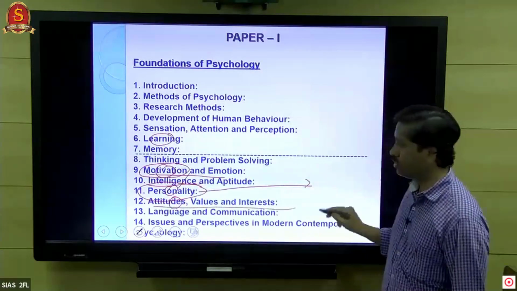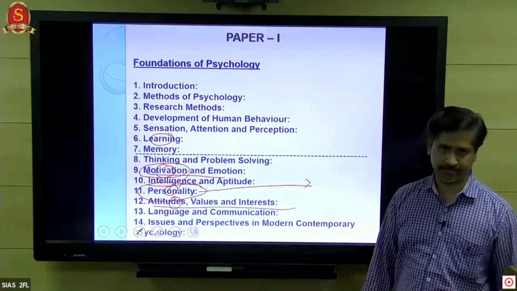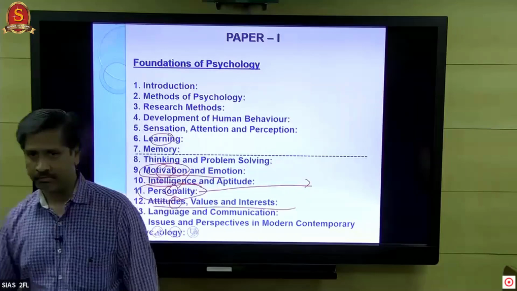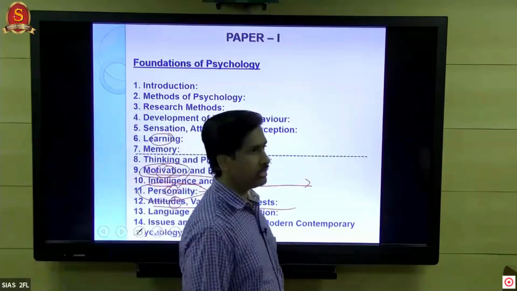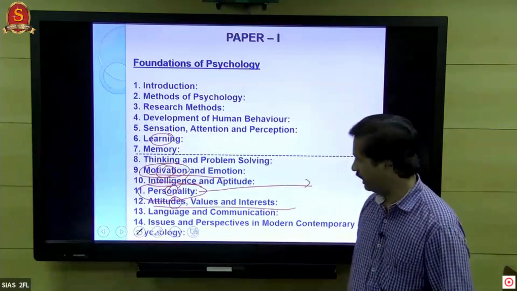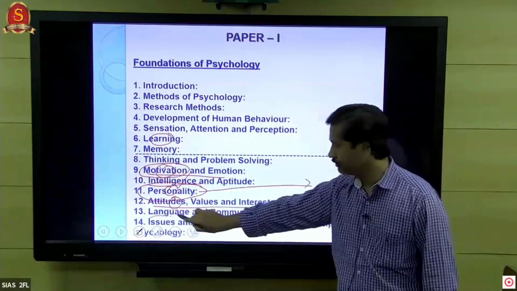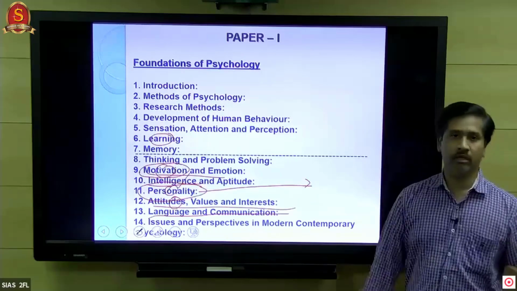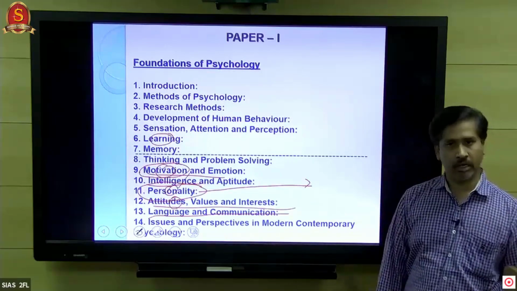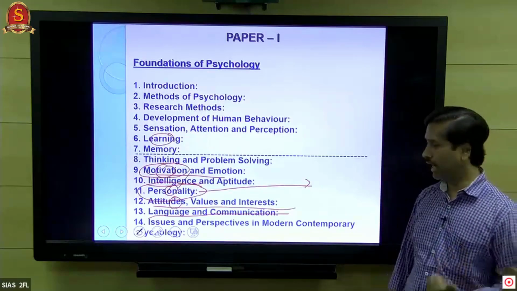And then attitudes, values, and interests. So here it's social psychology. Here we will deal with attitudes, the different types of attitude we build, all right? And also we will see prejudice and discrimination. So here we will try to deal with the sociological part. And then language and communication. So how do we communicate, how the communication process happens in an organization, that we will deal with, the language part.